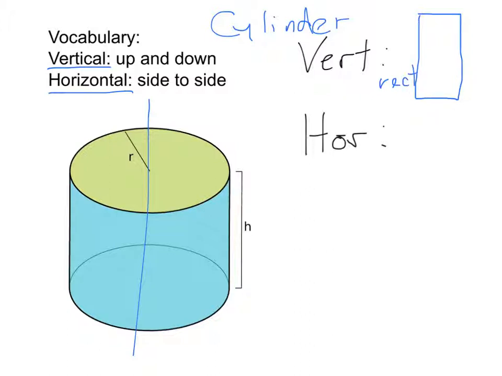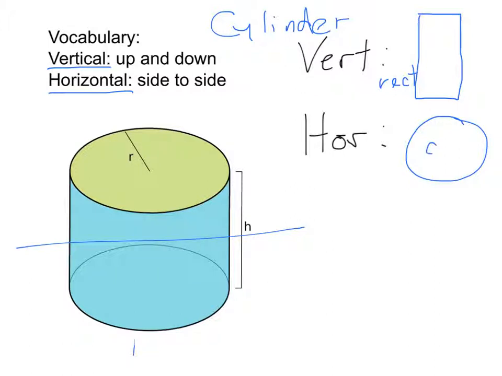Okay, so let's take a look at if I were to make a horizontal cut. Hi-ya! Straight across, that would result in a circle.